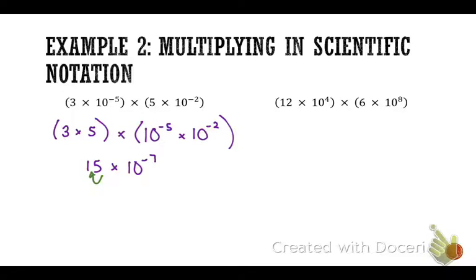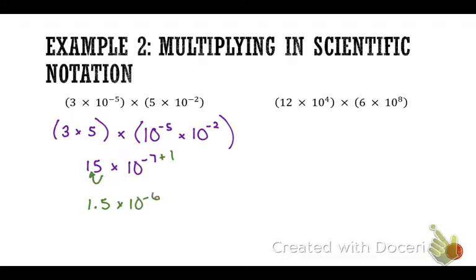What was my rule? If I shift my decimal left, what happens to my exponent? I add 1. That offsets what I'm doing. So if I make it 1.5, I must add 1 to my power. Be careful on your signs. What's negative 7 plus 1? Negative 6.